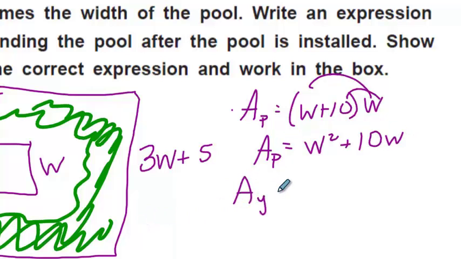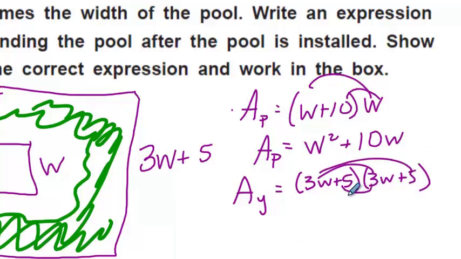What's the area of the yard? 3W plus 5 times 3W plus 5. I would have to FOIL this. And then once I have that, I take the area of the yard minus the area of the pool. Okay, that's all I've got for you.